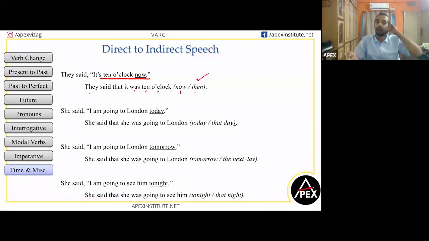She asked if I'm going to London today. She said that she was going to London that day. Okay, next. She said I'm going to London tomorrow. Tomorrow means the next day. Okay, very good. You guys are amazing.